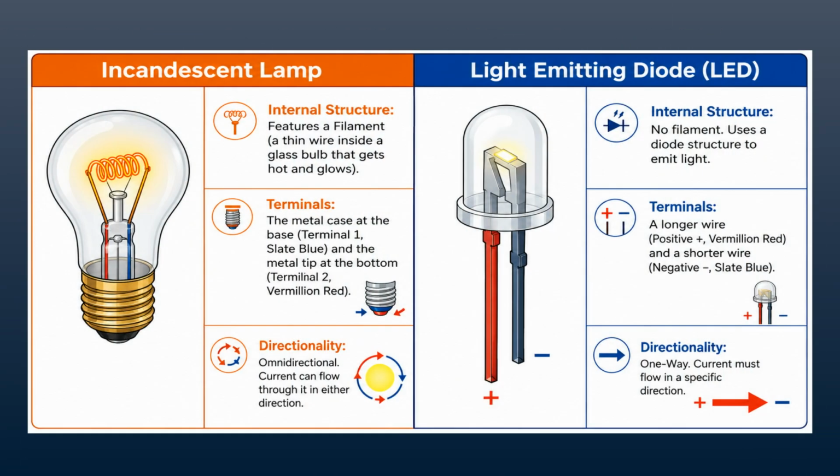Let's compare the traditional incandescent lamp with the LED. While the incandescent lamp uses a heated filament to produce light, the LED relies on a diode structure, which lacks a filament entirely. The terminal design differs as well. An incandescent lamp is omnidirectional, meaning current can flow through it in either direction. In contrast, an LED is one way, requiring current to flow in a specific direction, from positive to negative.